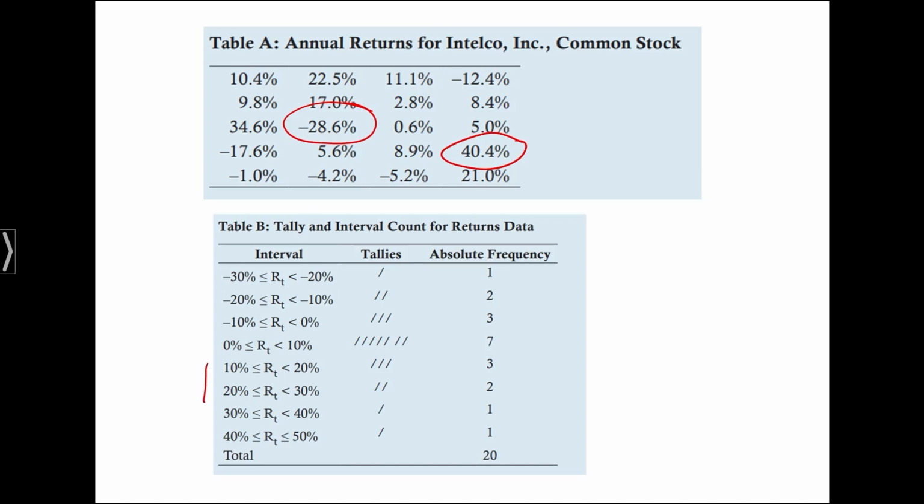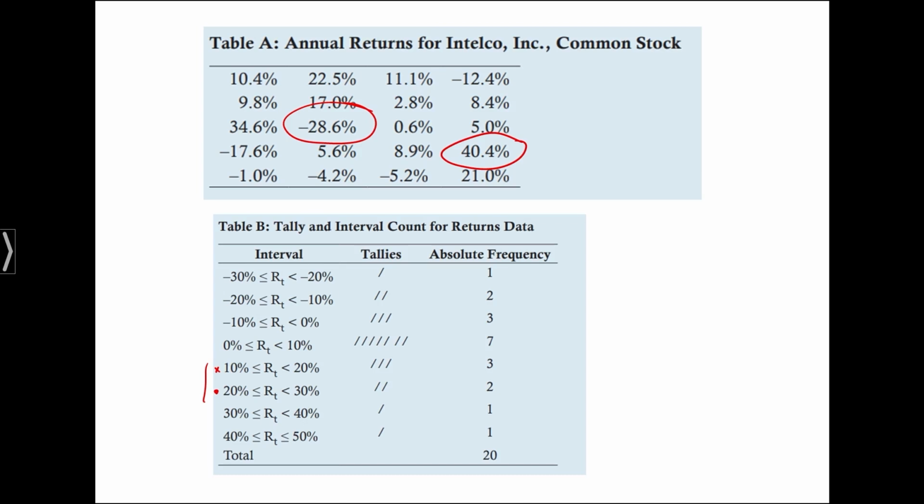So let's just take these intervals here. You can see they're non-overlapping. We've got less than 30% to greater or equal to 20%, less than 20%, greater or equal to 10%. So if we had a stock return of 20%, then of course it would apply to this column and not this column. So key point, they must be non-overlapping. You can't end up with an observation appearing in more than one interval.